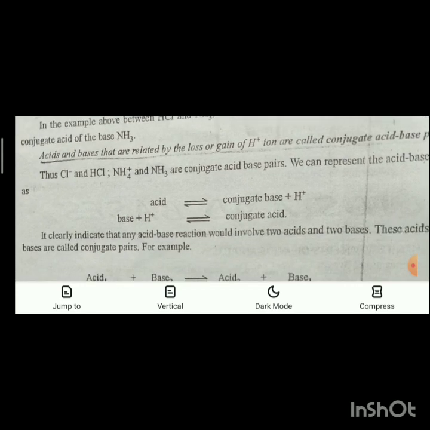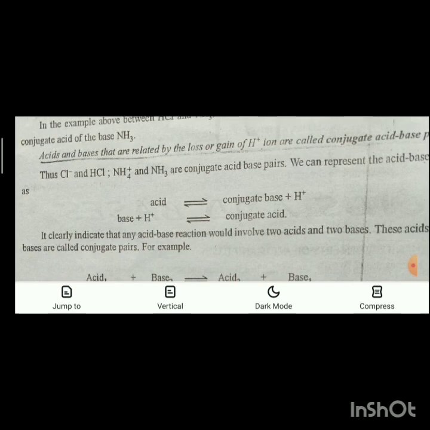In the example above between HCl and NH3, Cl- is the conjugate base of HCl and NH4+ is the conjugate acid of the base NH3. Acids and bases that are related by the loss or gain of an H+ ion are called a conjugate acid-base pair. Thus, Cl- and HCl, NH4+ and NH3 are conjugate acid-base pairs.